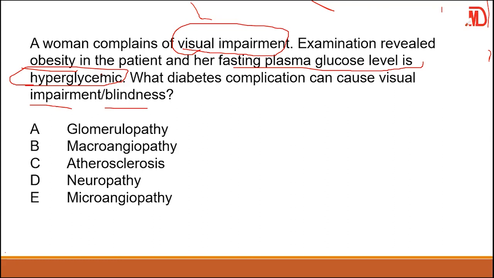If it's in the brain, we can have neuropathy. So all of these things, when glucose gets attached to all these small vessels, they begin to lodge in there, and that can cause visual impairment, kidney failures, and neuron problems. So basically, that is it. So over here, I think it is microangiopathy. All right.